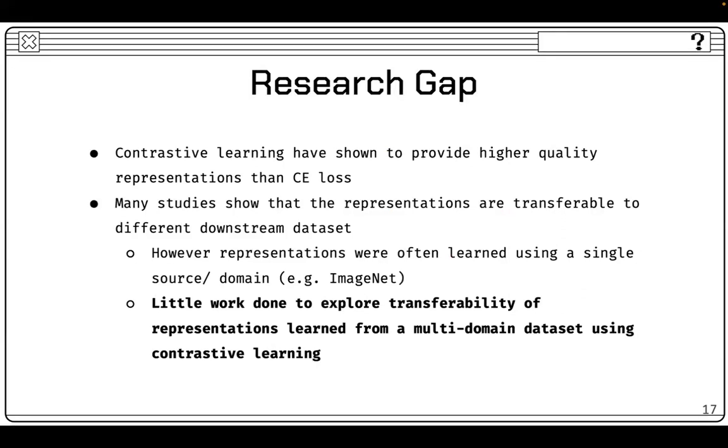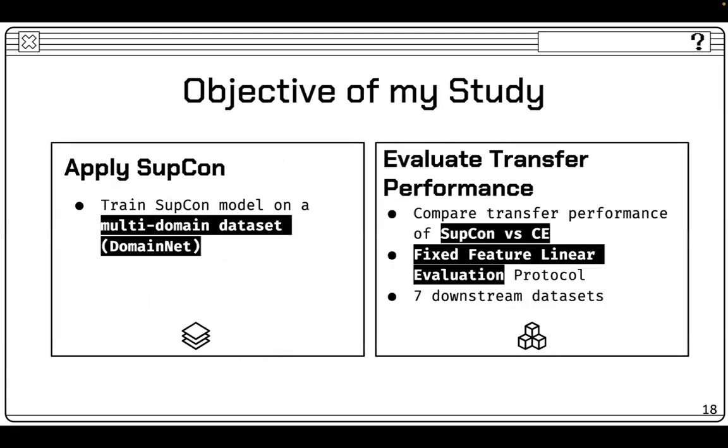Contrastive learning has been shown to provide higher quality representations than cross-entropy loss. And there are many studies that show that representations are transferable to a different downstream dataset. However, representations were often learned using a single source domain, for example, the most widely used dataset, ImageNet. And little work has been done to explore the transferability of representations learned from a multi-domain dataset using contrastive learning.